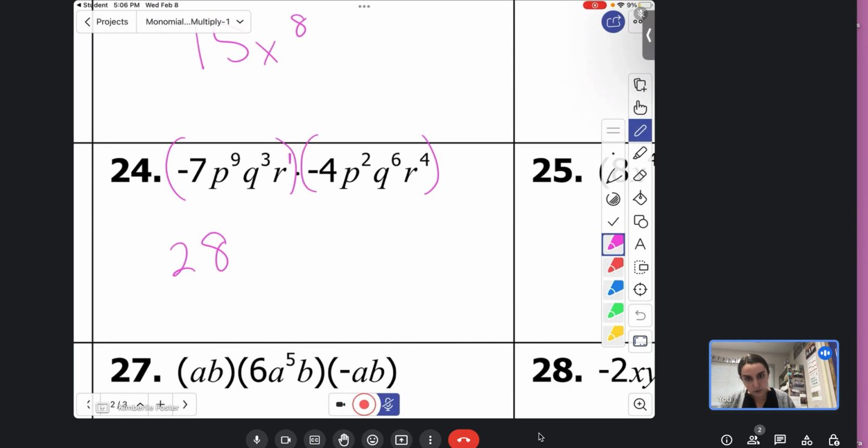I'm going to draw my invisible one there on the R. P to the 9th, P squared. That's going to give me P to the 11th. Q to the 3rd, Q to the 6th is Q to the 9th. R to the 1st, R to the 4th, R to the 5th.